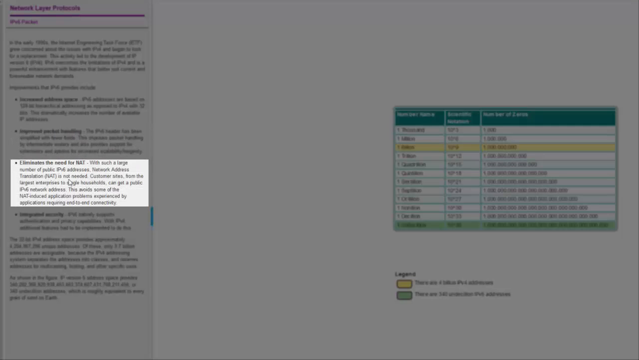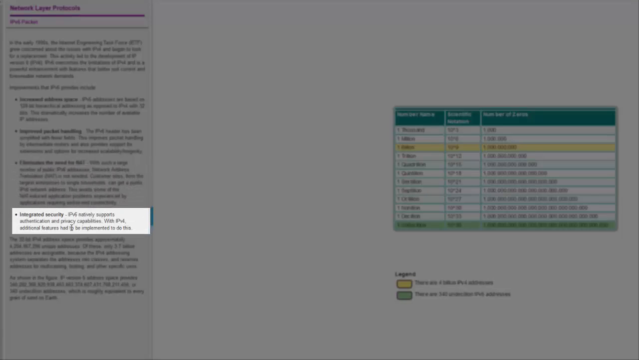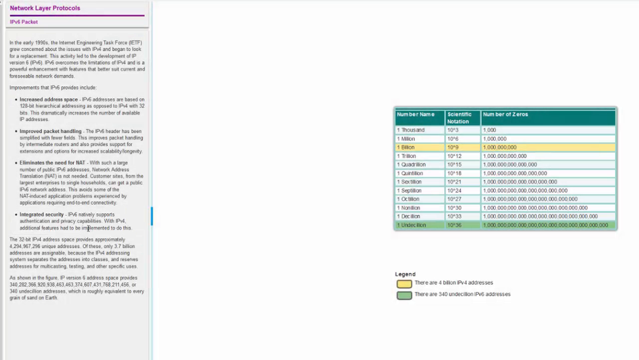Another improvement was the complete elimination of network address translation. So there is no need for network address translation. There is no need for multiple nodes to share an IP address, since we have enough address space that covers all the nodes on the internet. Also, another feature that came with IP version 6 was its integrated security. So IP version 6 natively supports security and privacy capabilities.